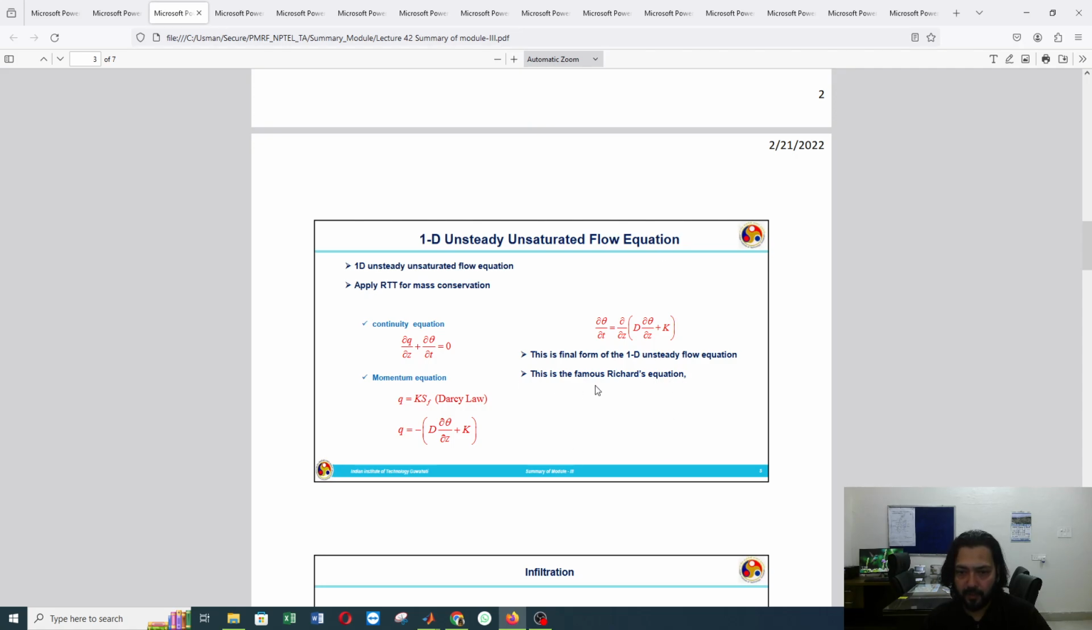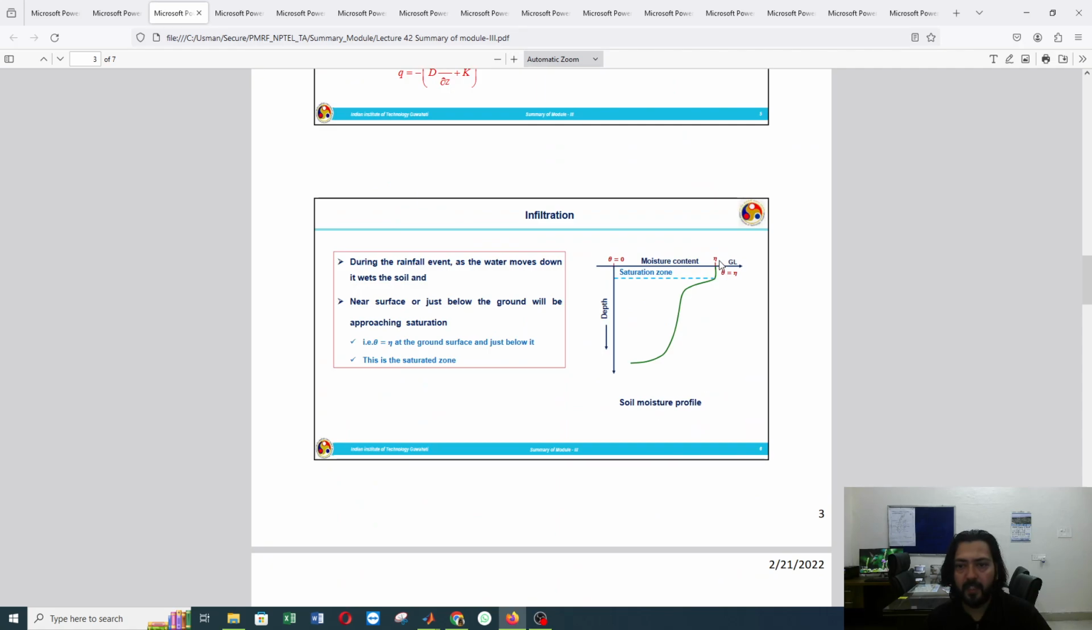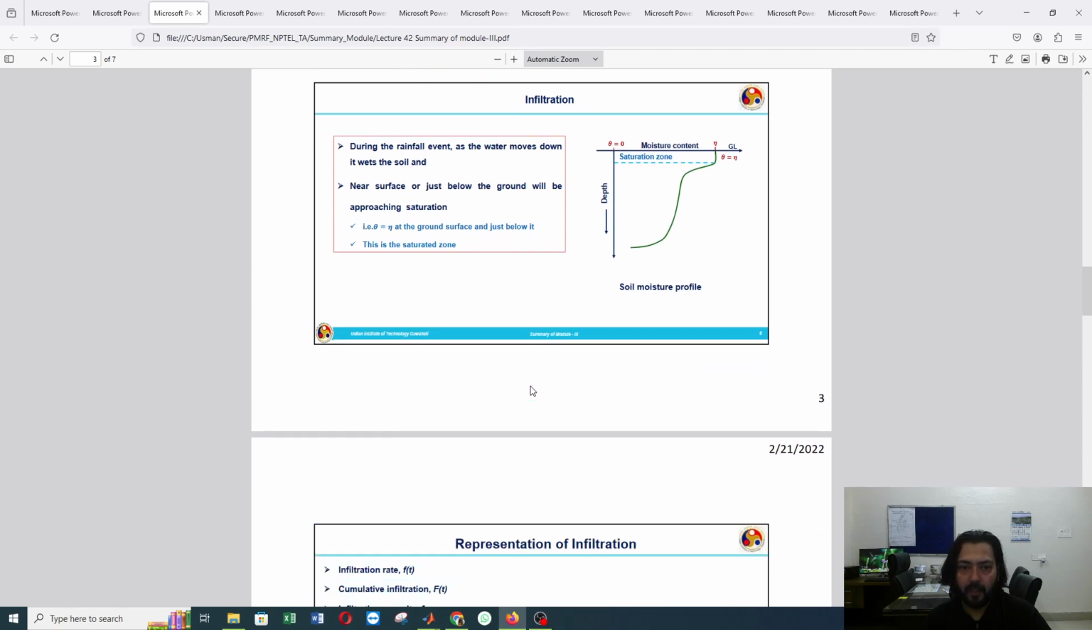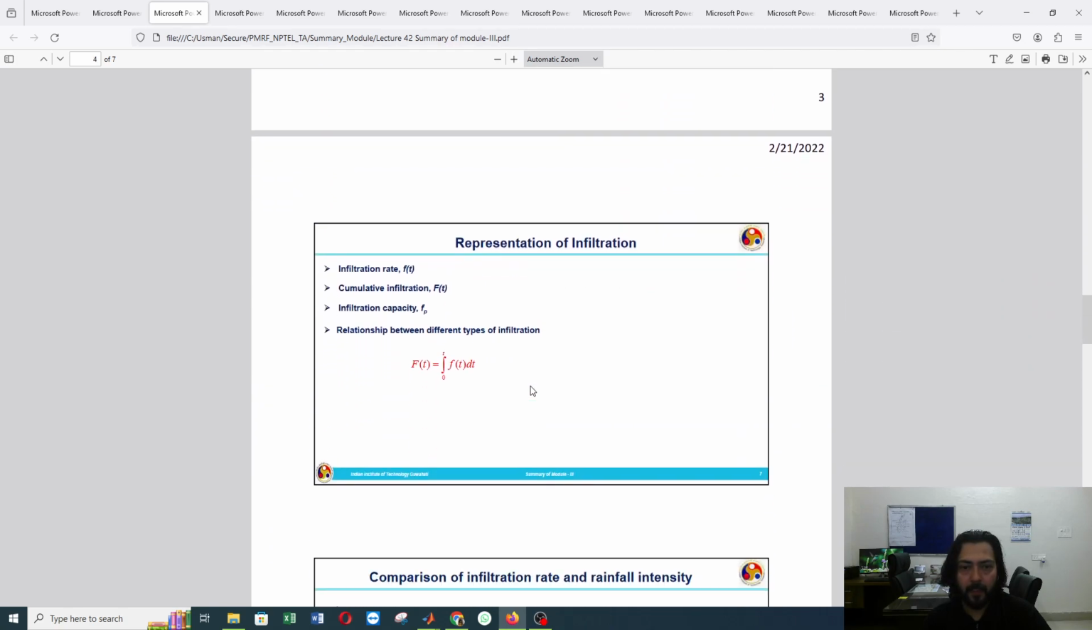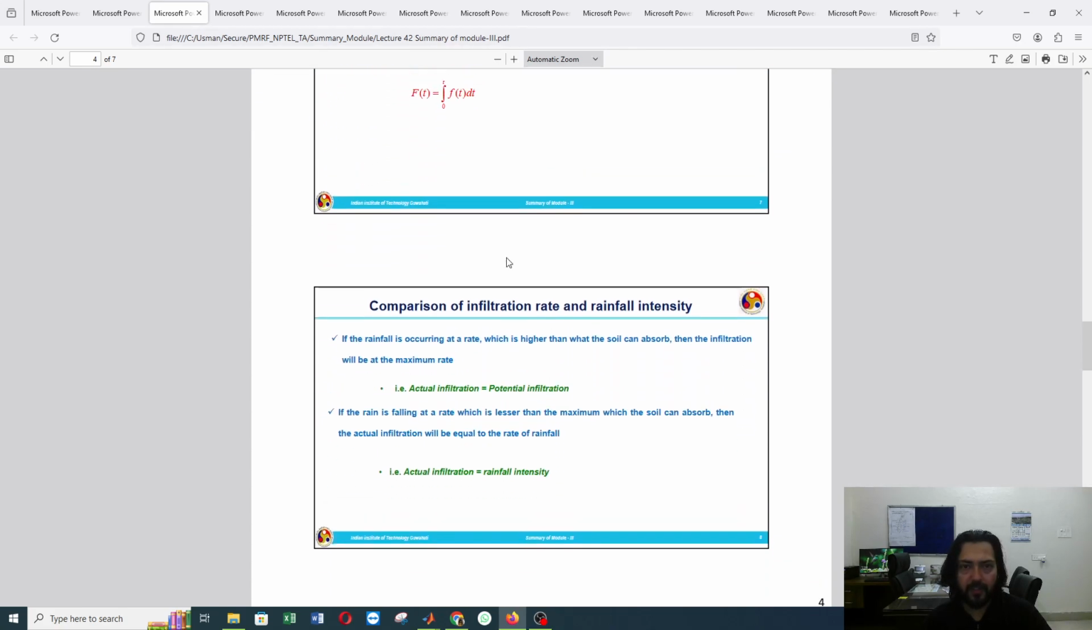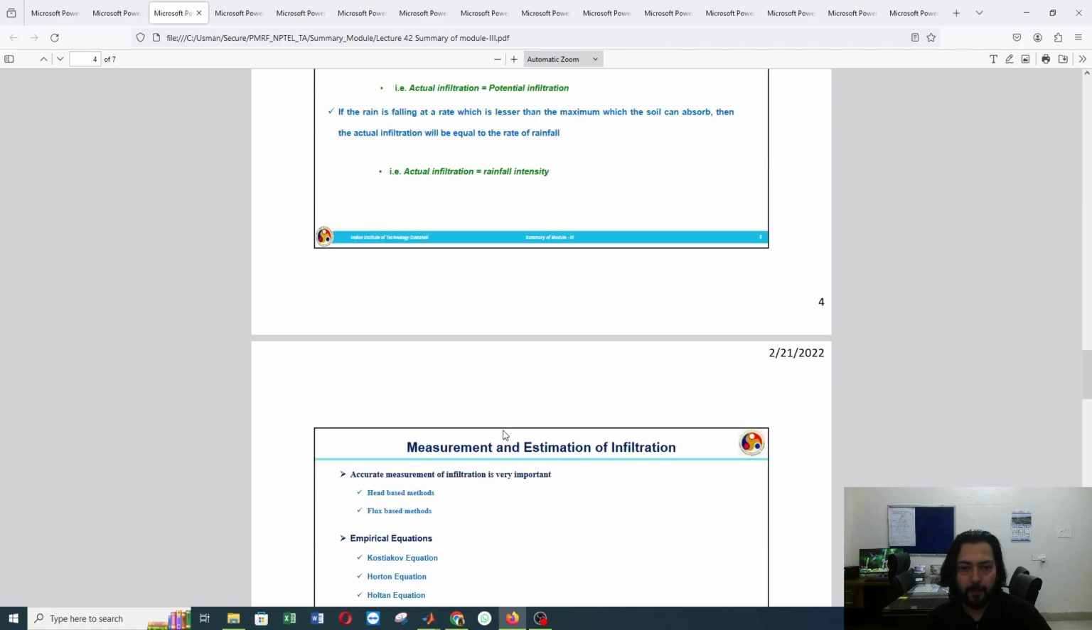We have seen the derivation of the Richards equation also, and how the moisture content varies with respect to depth in the subsurface zone. Then we have seen the relationship between infiltration rate, cumulative infiltration and infiltration capacity. If we have cumulative infiltration, we can take its derivative and get the infiltration rate, and vice versa. If we have the infiltration rate, we can integrate it and get cumulative infiltration. So we have seen this relationship between each of them.